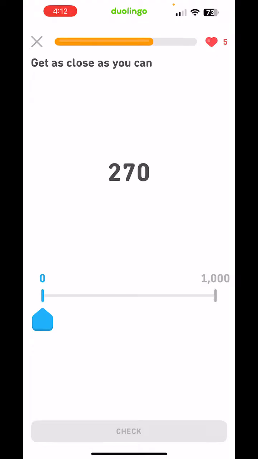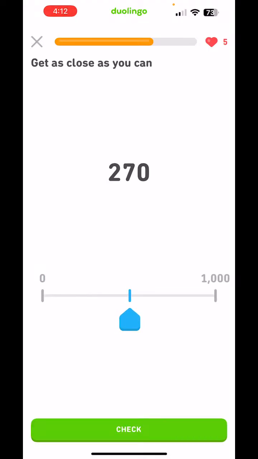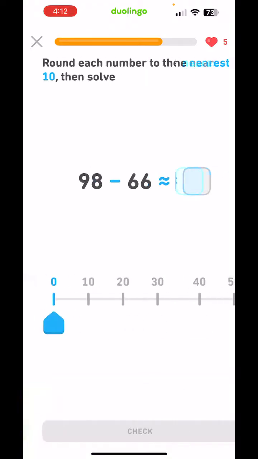Okay, so 270. So basically I have to do some estimation here. So we know that half of 1,000 is 500, which would be in the middle. Half of 500 is 250. So somewhere about here. So 50, 60, 70. Guesstimation. Nah, okay. Close enough.